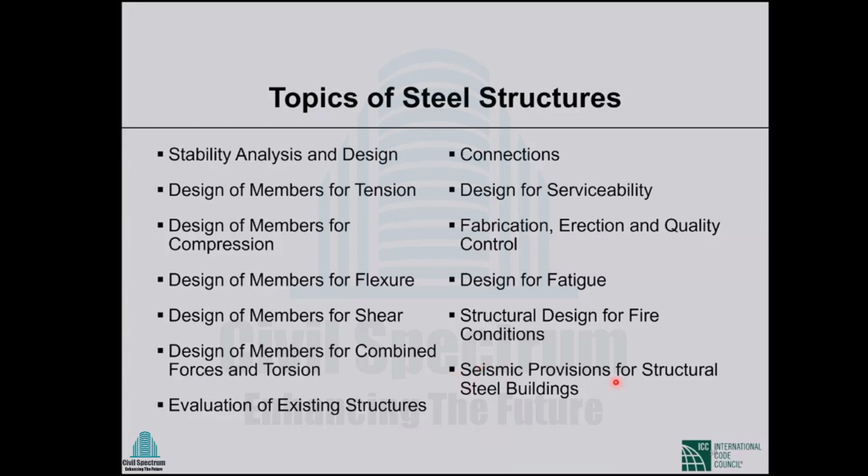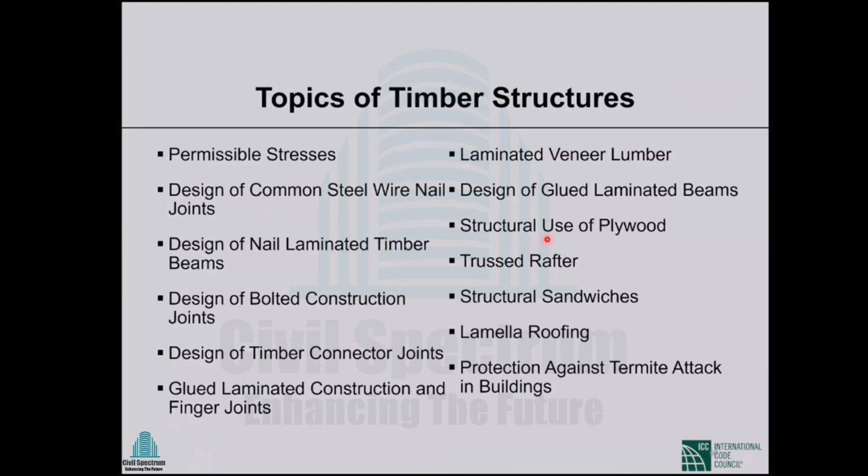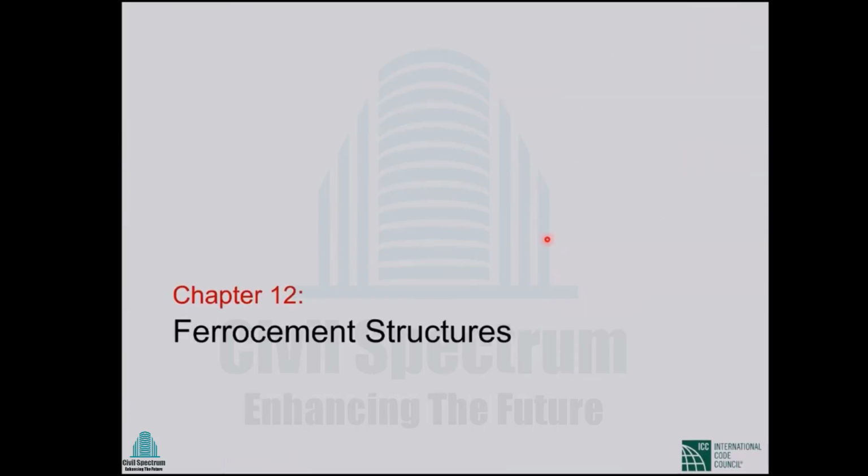This is important: seismic provisions for structural steel buildings. This is something new: structural design for fire conditions. This is also new: design for fatigue. So these topics are completely new, and there are many more details that are included in this version of the code. Timber structures, basically similar to the previous one, but some information is taken from BFRI, Bangladesh Forest Research Institute. So there are some new additions.